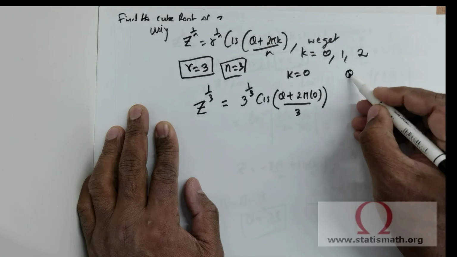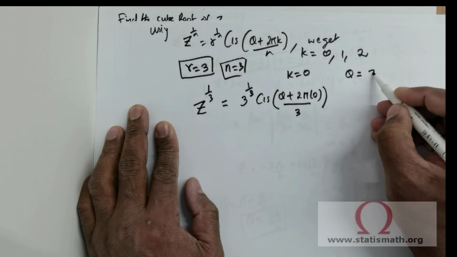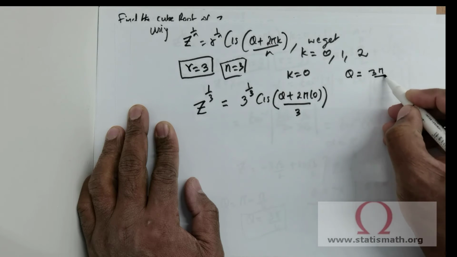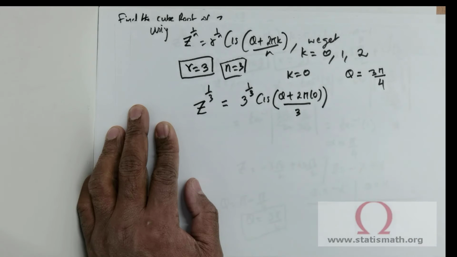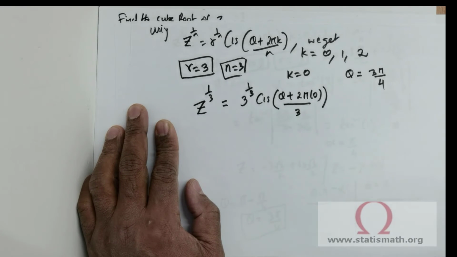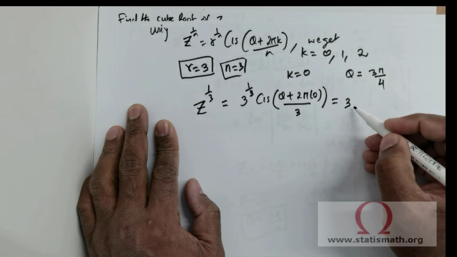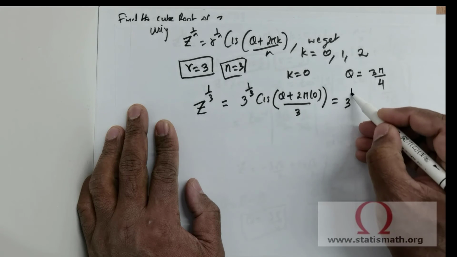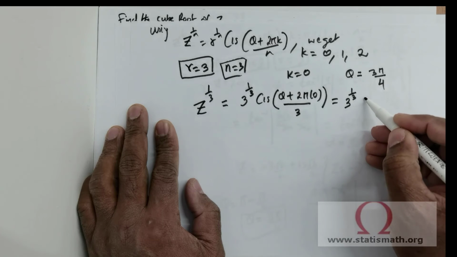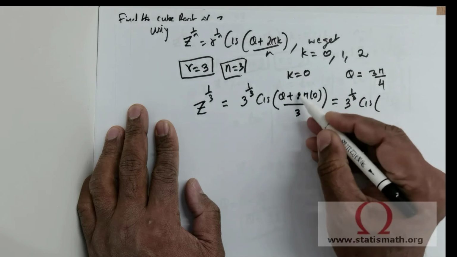And we know the value of theta. Theta is going to be 3 pi over 4. And we would have to use this value. Now, upon rewriting, this would give me 3 raised to the power 1 over 3 cis of, this is going to be 0.